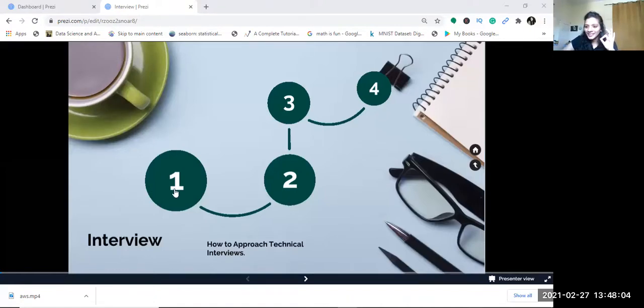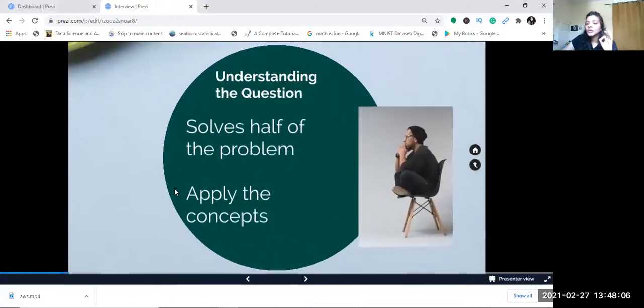So the first thing is that any question you are faced with in an interview, the first thing is understanding the question. Yes. If you understand the problem, you are halfway done. That is what it said, right? 50% of your problem is solved when you understand the question. And when you understand the problem, you know what you have to apply, right? And how you can approach this problem.